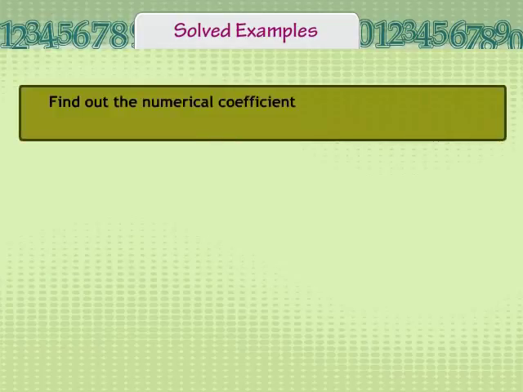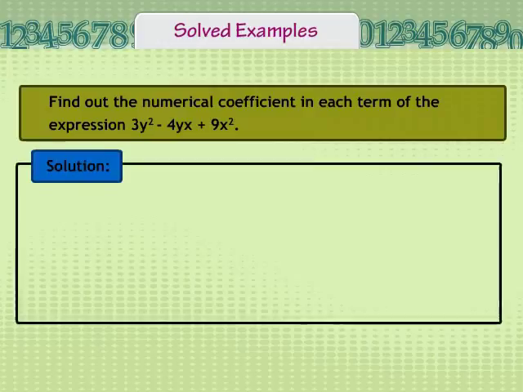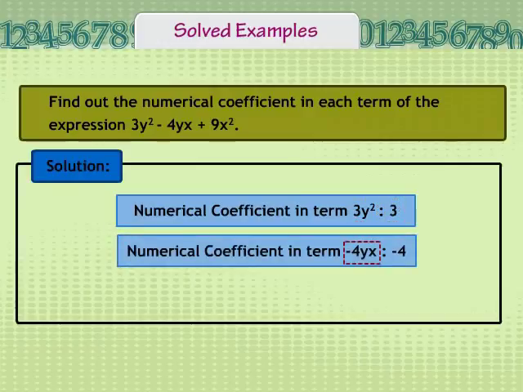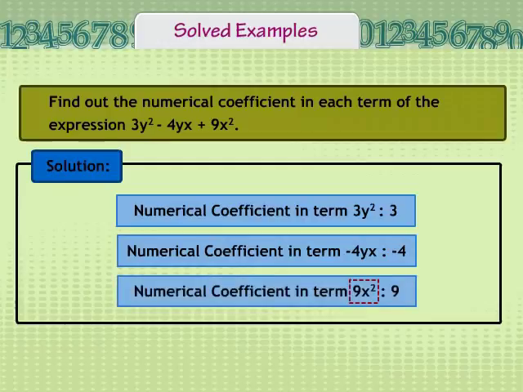Find out the numerical coefficient in each term of the expression given. Solution. The numerical coefficient of the term 3y square is 3. For the term minus 4yx is minus 4. And for the term 9x square is 9.